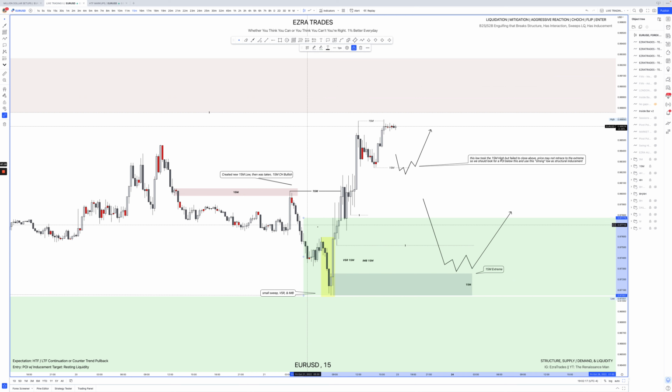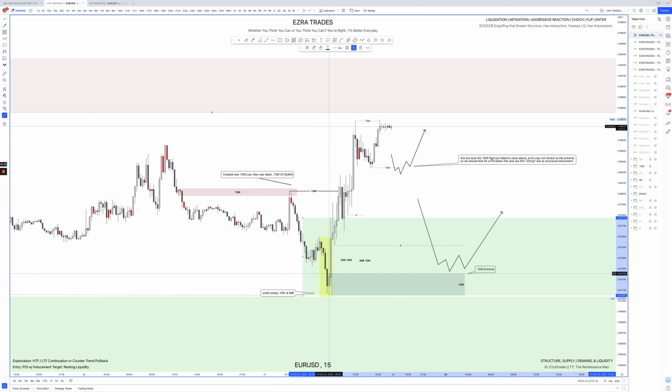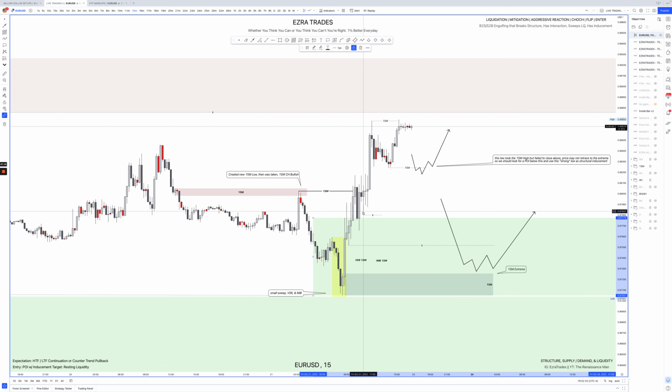This is the 4-hour zone in general, just so that you can see. So the 15-minute visible POI would be this extreme. Price could come down, sweep this inducement, and then come back to fill this, and then tap, and then continue off. Now, keeping in mind, what else do we have? We have a couple sweeps in here as well that we could consider.